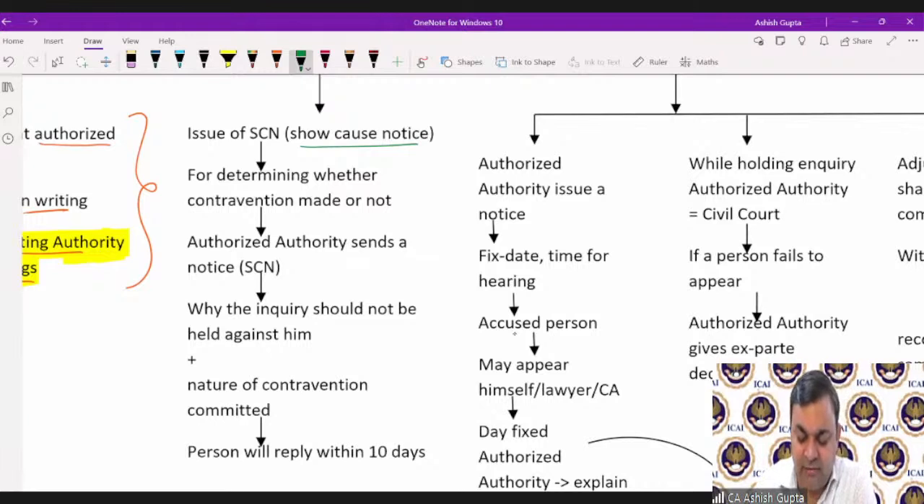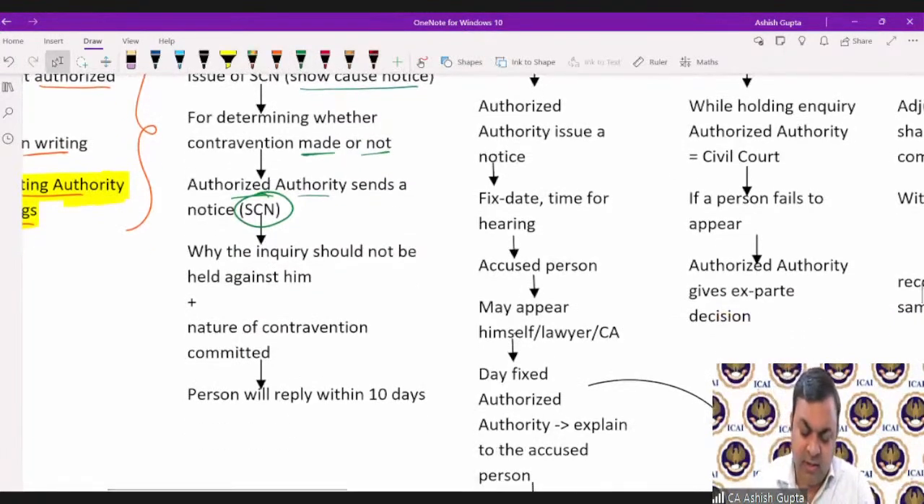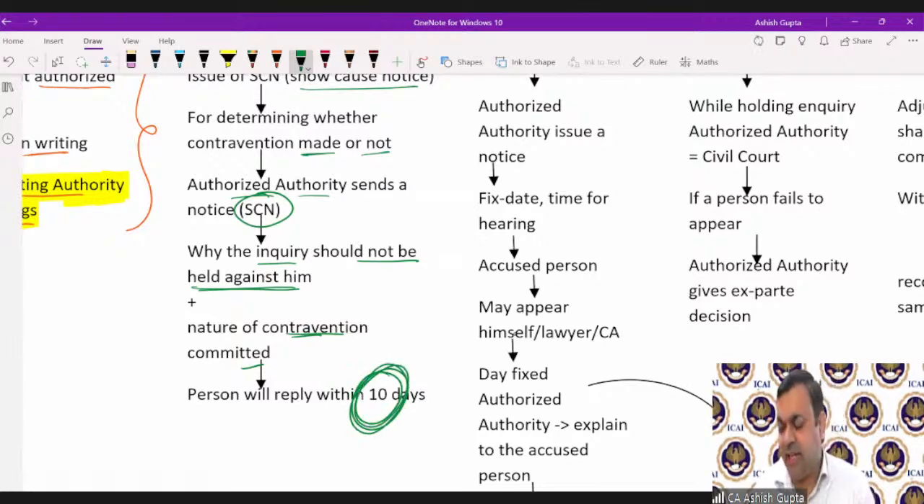For determining whether the contravention happened or not, the authorized authority, meaning the adjudicating authority, will send a show cause notice. In the show cause notice, they will ask why the inquiry should not be held against him. Plus, we will explain what contravention you already committed. That person needs to reply in 10 days.